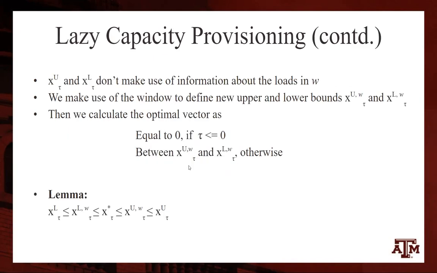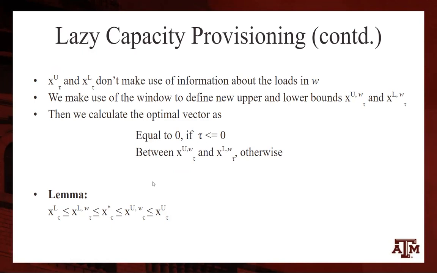We similarly find upper and lower bounds in this case, except we find them for the time window included. In fact, the upper and lower bounds in the previous algorithm are special cases of the bounds for LCP when the window W is 0. So X^U_t is actually X^U_{W,t} when W is set to 0. So within the time window, we calculate it as the optimal value between the new lower and upper bounds.